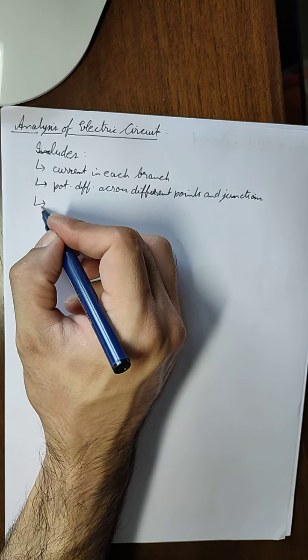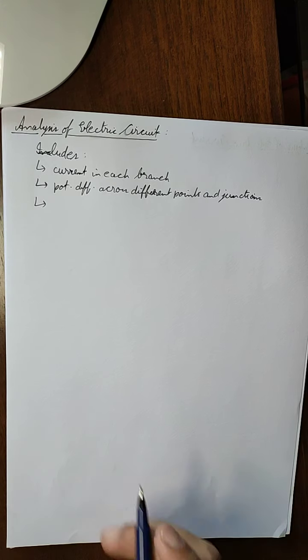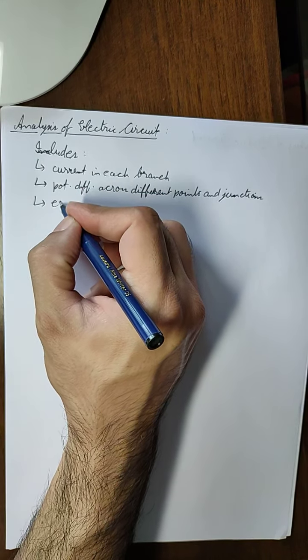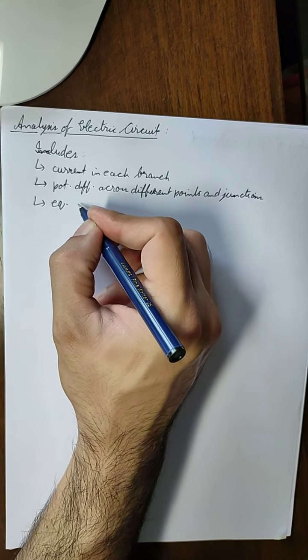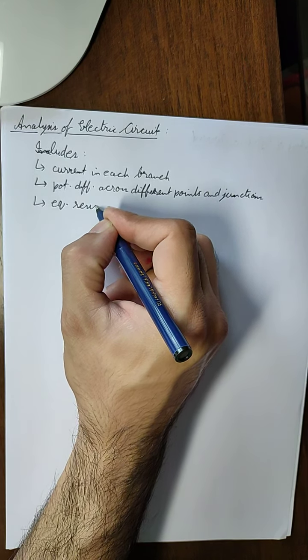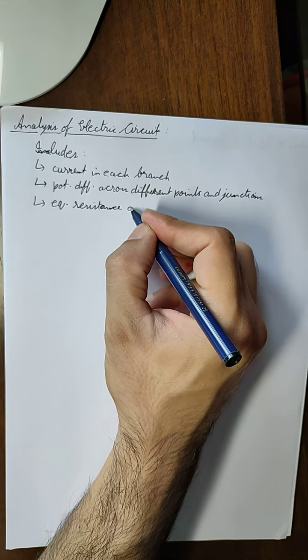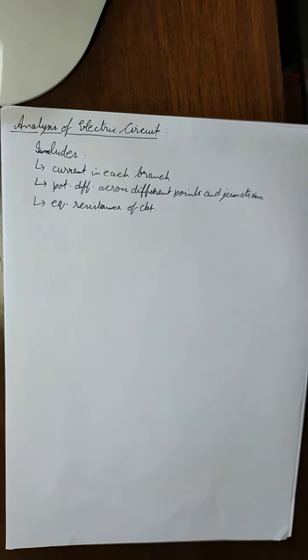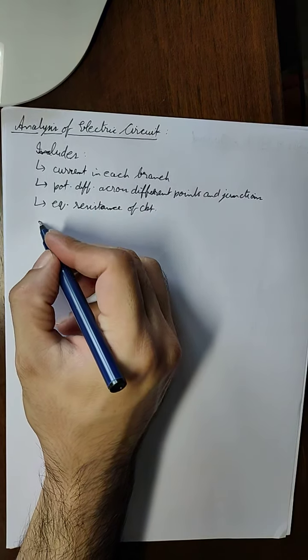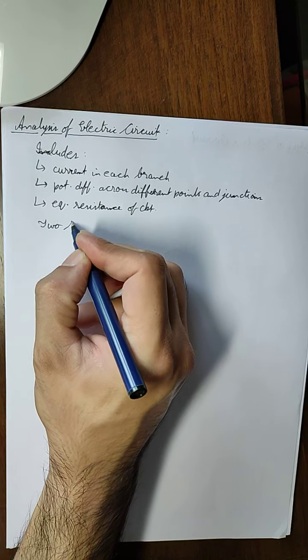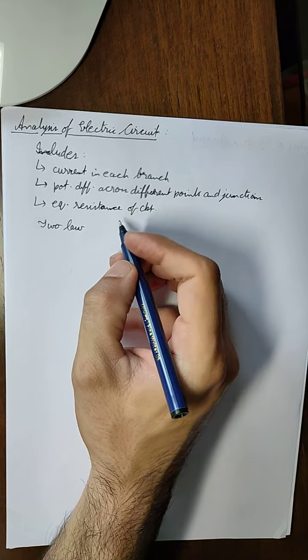Also, if the circuit is purely resistive, that is, there is no battery in the circuit and only resistors are connected, then we can also find the equivalent resistance of the circuit by using the analysis. Now, there are two major laws which we use for analysis.